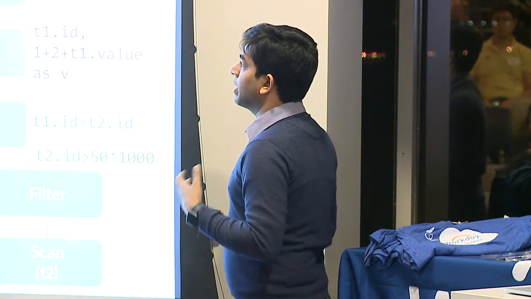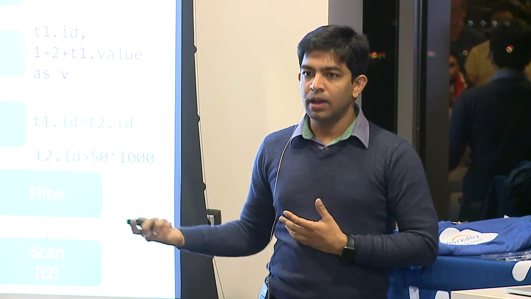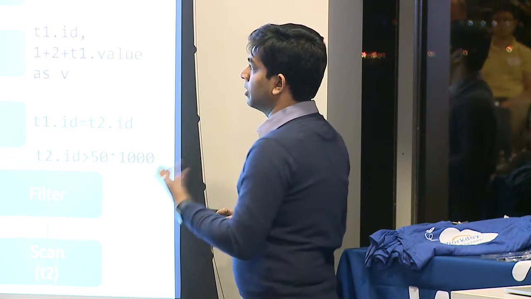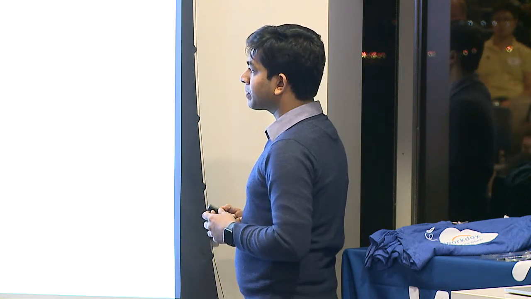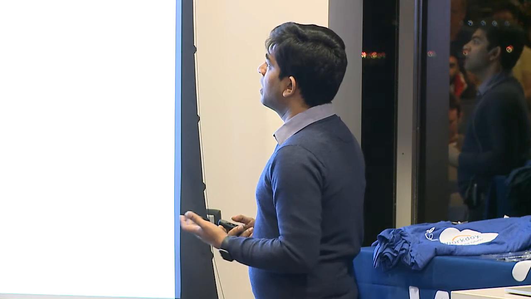So all in all, you can have these kinds of transformations applied to your tree or query plan in order to optimize these query plans. Another example of this transformation, as we just saw, was constant folding. In this specific case, you could figure out that 1 plus 2 could just be folded into a single constant, which is 3. And t2.id greater than 50 into 1,000 could just be evaluated as 50,000. So this is another example of such a transformation.